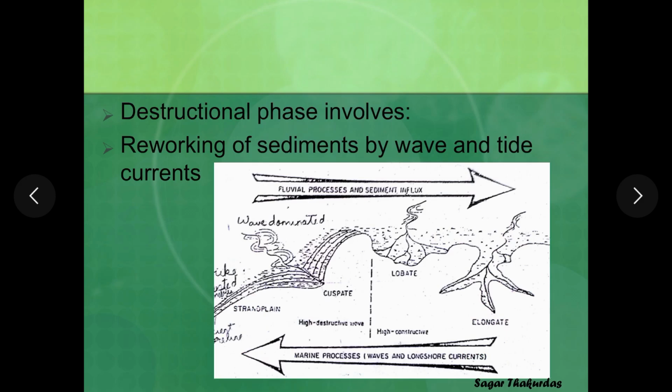Now this is one more graphical representation where you can see that with increasing fluvial dominance and sediment influx, you might see formation of a bird foot delta or lobate delta, and with increasing dominance of marine influence there could be a wave dominated cuspate delta or a braided estuary type tide dominated delta.